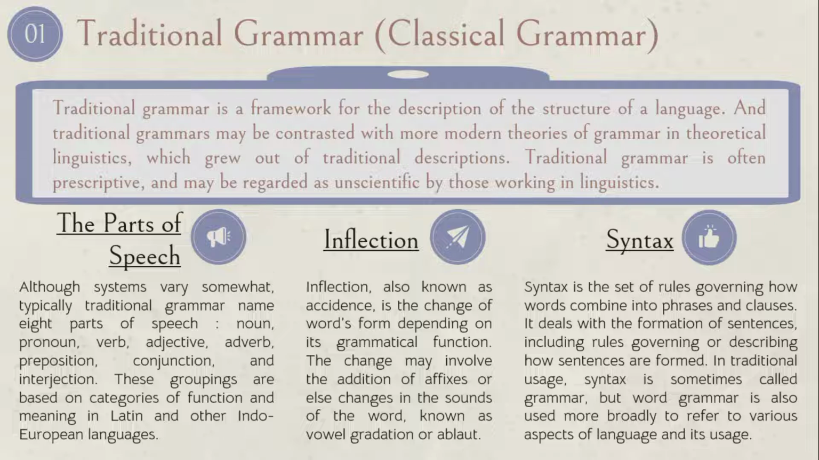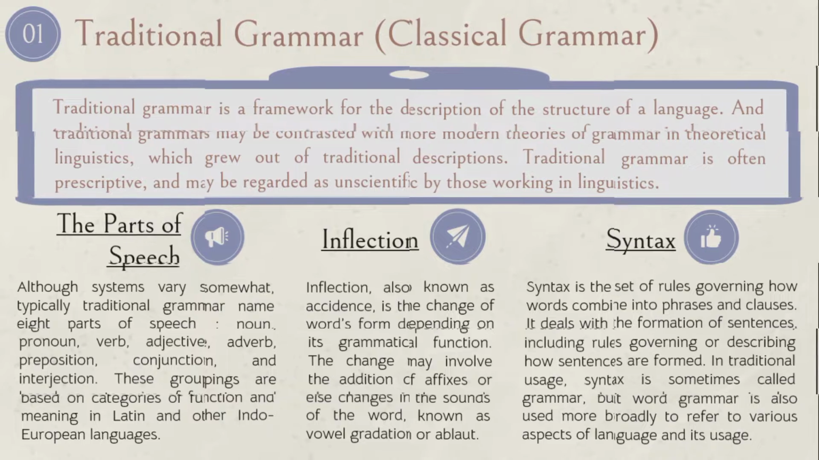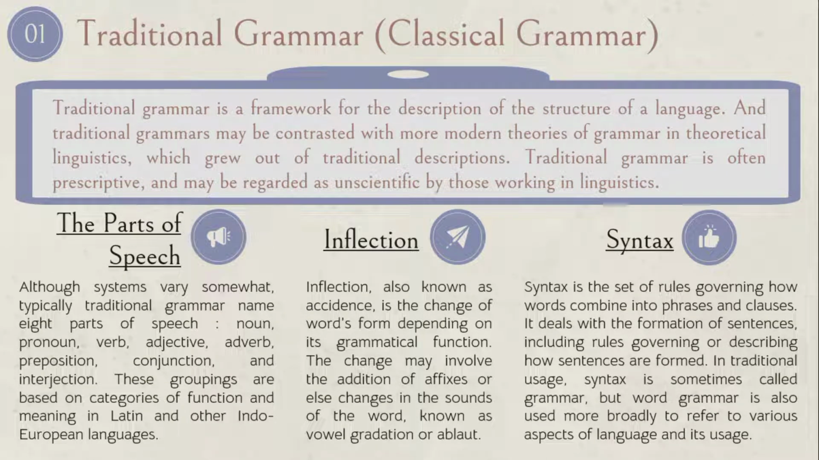Traditional grammars generally classify words into parts of speech. They describe the pattern of word inflection and the rules of syntax by which those words are combined into sentences. The parts of speech. Although systems vary somewhat, typically traditional grammar names each part of speech: noun, pronoun, verb, adjective, adverb, preposition, conjunction, and interjection. These groupings are based on categories of function and meaning in Latin and other Indo-European languages. The traditional definition of part of speech refers to the role that a word plays in a sentence, its meaning, or both.